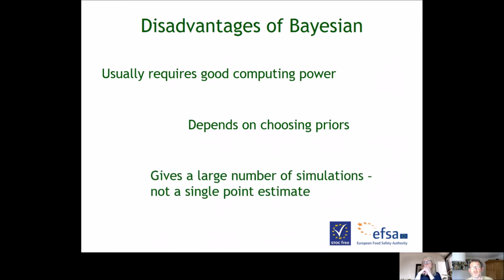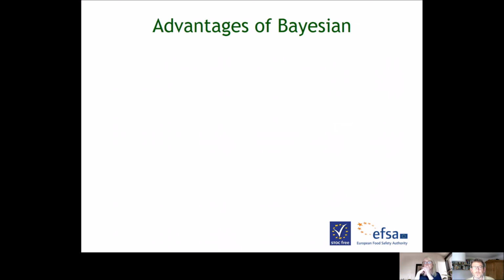of priors. On the other hand, actually being able to feed in prior information is also a useful thing in itself. The other possible disadvantage of the Bayesian approach is that rather than giving a single point estimate, it gives a large number of simulations or a large number of values for our parameters. But actually that's more realistic because we know that the world is uncertain. So expressing that uncertainty in the form of a distribution is totally reasonable.